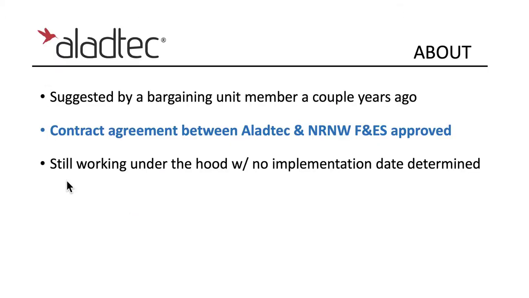So a couple years ago, a bargaining unit member approached a supervisor suggesting that we consider using a web-based online scheduling system to replace the clunky Excel spreadsheet. And after some research, we agreed to pursue a contract with Aladtec. And that contract was recently approved. So we're moving forward, and we're still working under the hood, tweaking some things, and we don't have an implementation date set yet.